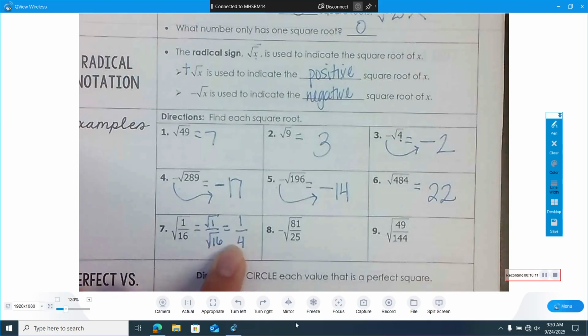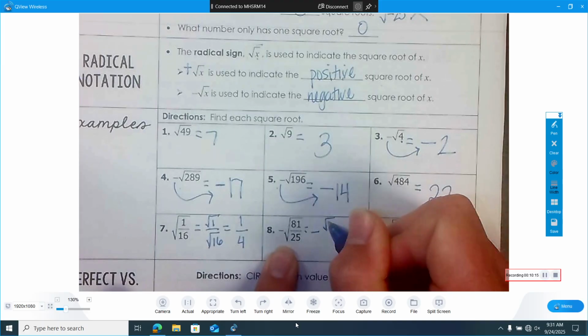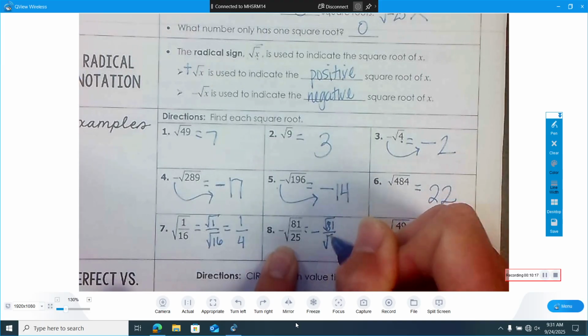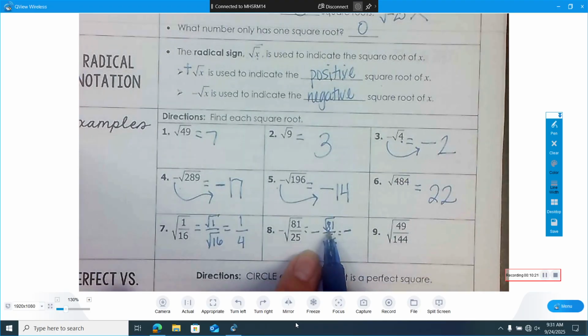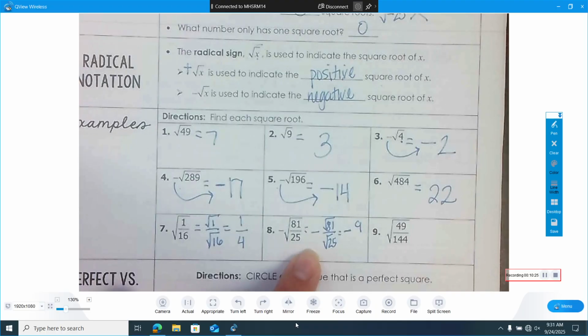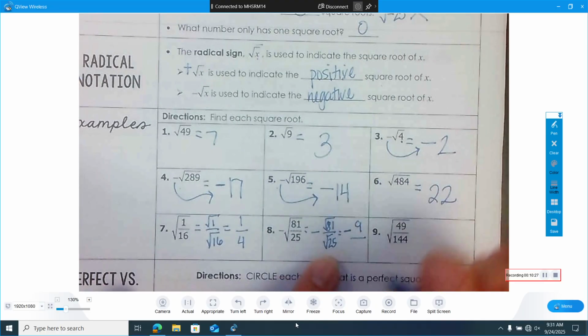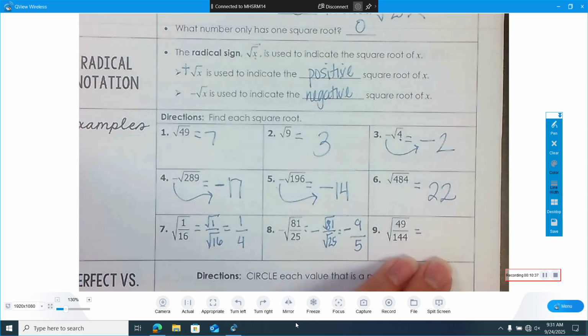It's 4. All right, here we have a negative out in front, and I'm going to split this up into radical 81 over radical 25. There's a negative in front. What's the square root of 81? 9, because 9 times 9 gave me 81. What's the square root of 25? 5, because 5 times 5 is 25. We only want the base. We want that number 5. And what's number 9 going to be?